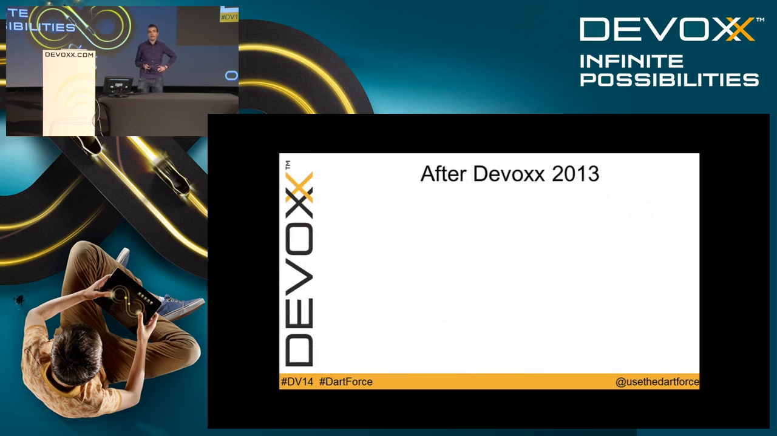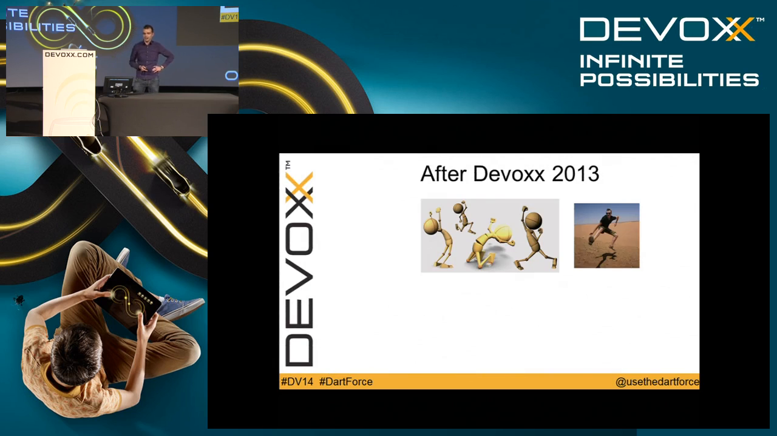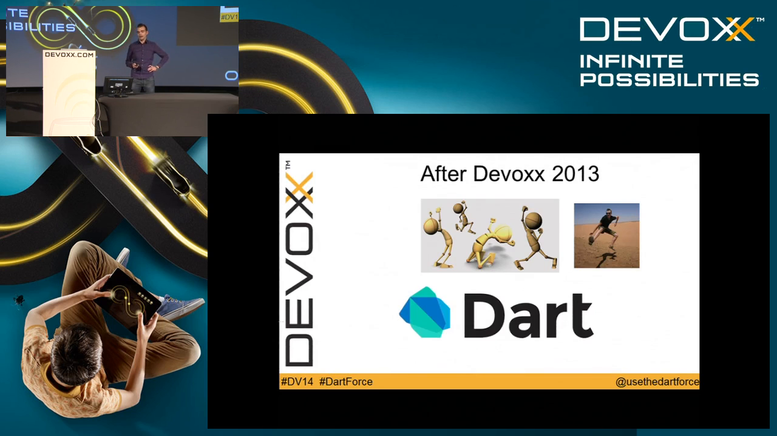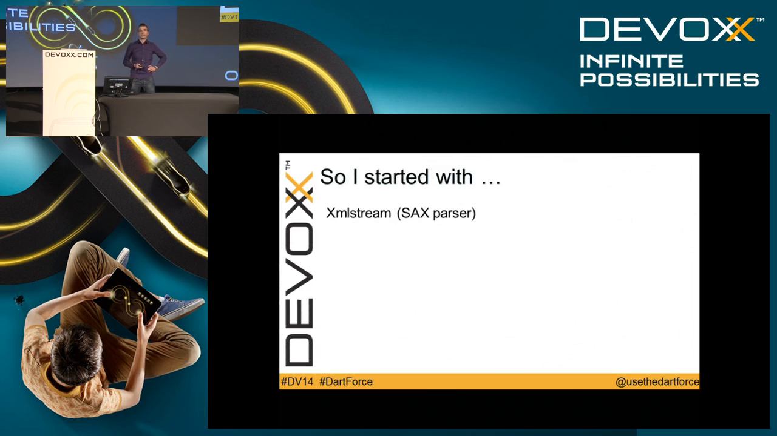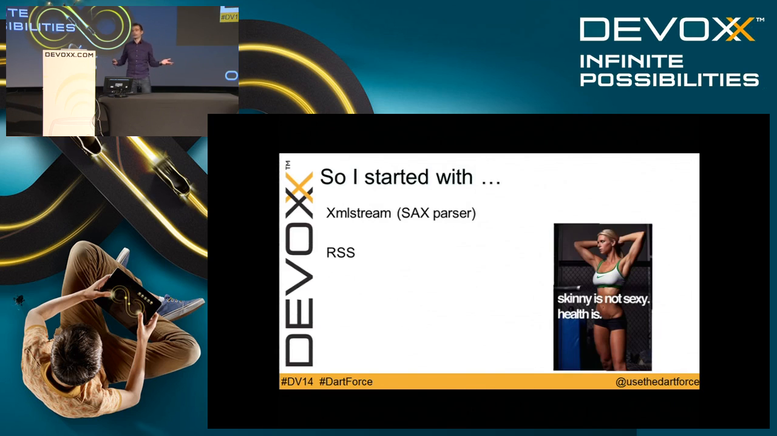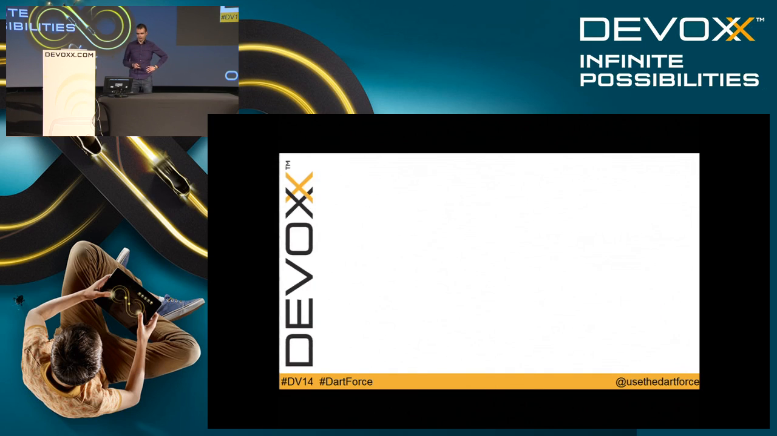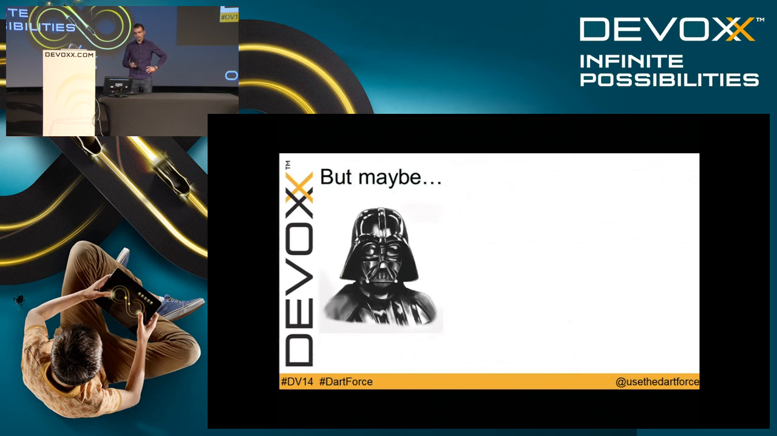So after DevOps 2013, I was really excited about Dart. So I started with creating an XML stream kind of implementation, and on top of that, a Dart RSS implementation. But it was not sexy, so I thought, okay, I need to do something else. A colleague of mine said, why not create something like Dart Fader? That would be cool, no? So I tried to register Dart Fader, but it was not possible. Google didn't allow that.